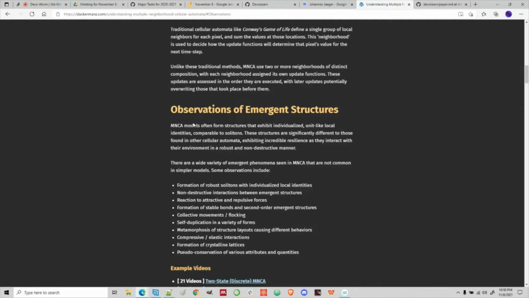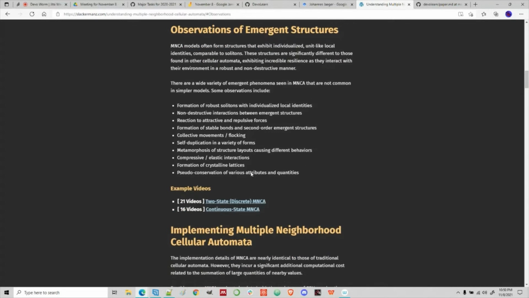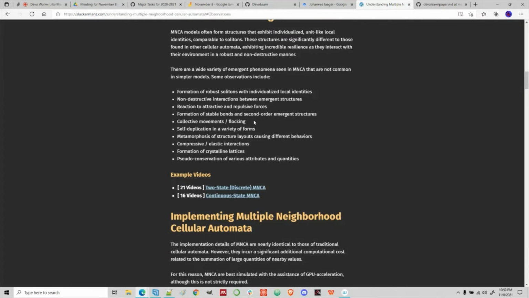And MNCA models often form structures that exhibit individualized, unit-like local identities compared to solitons. These structures are significantly different to those found in other cellular automata, exhibiting incredible resilience as they interact with their environment in a robust and non-destructive manner. So this talks about soliton formation. They form solitons. They form emergent structures.